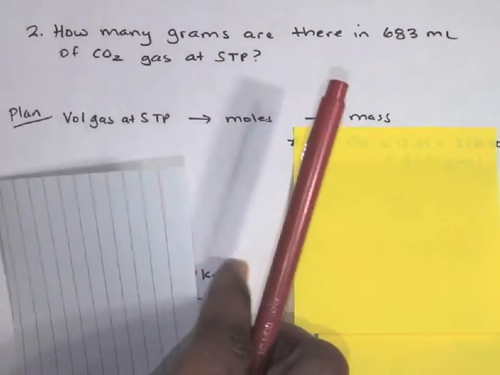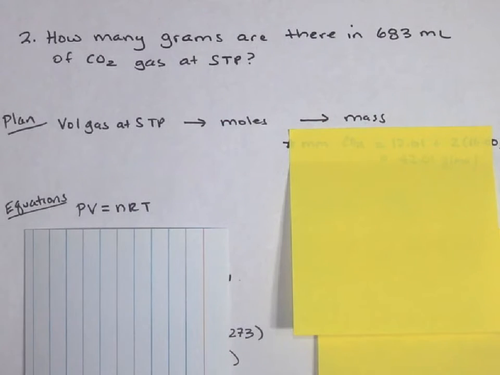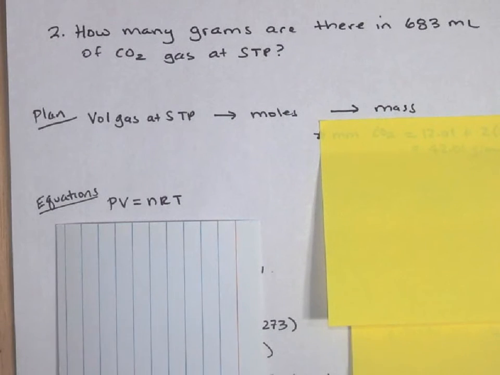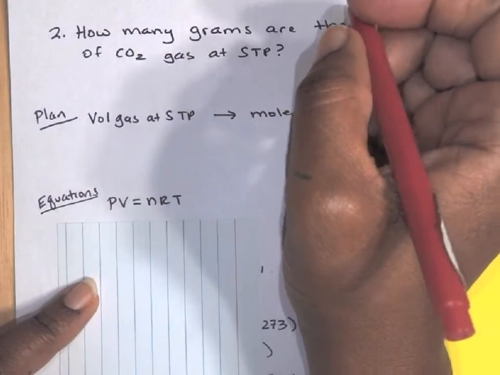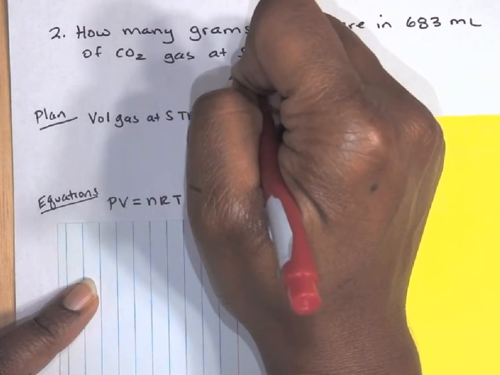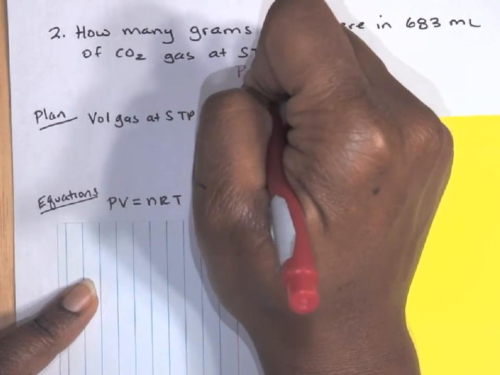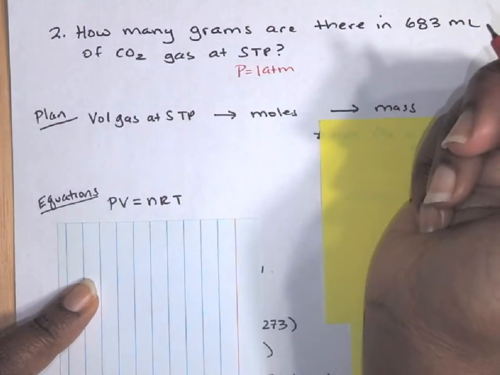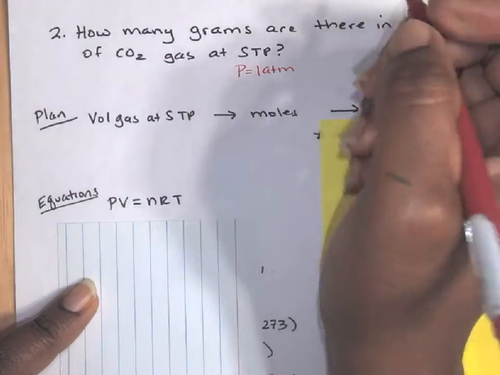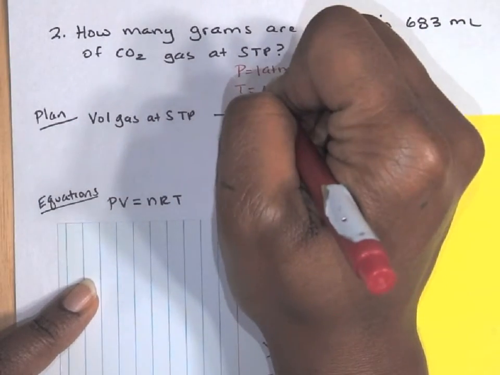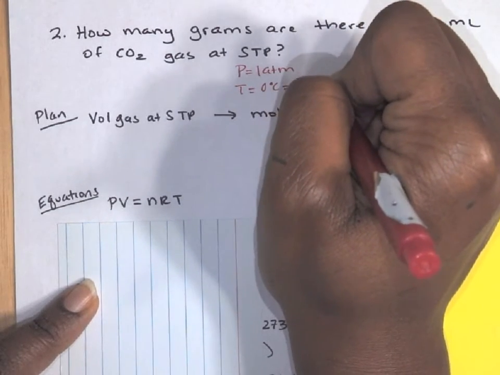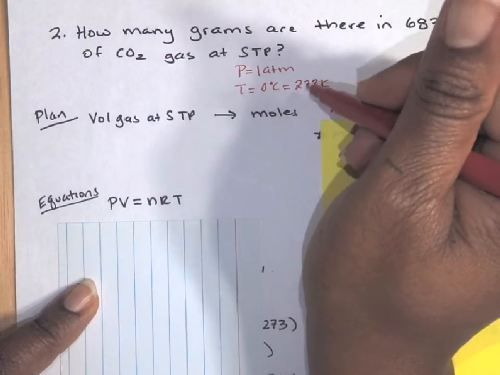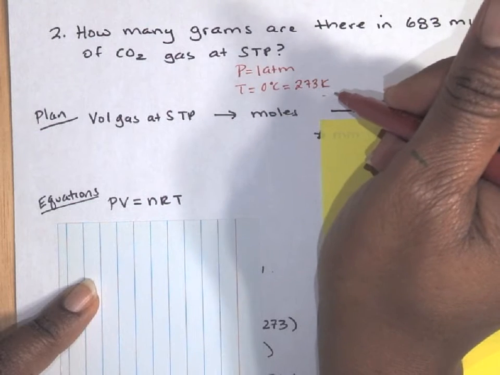So the equation I'm using is PV equals nRT, and let's walk through our information. Let's start with pressure. They're telling me it's at STP. Remember, STP stands for standard temperature and pressure. So the pressure here is 1 atmosphere, because that's the standard pressure. And the standard temperature is 0 degrees Celsius, which is the same as 273 Kelvin, because you take degrees Celsius plus 273, and that gives you the value in Kelvin.